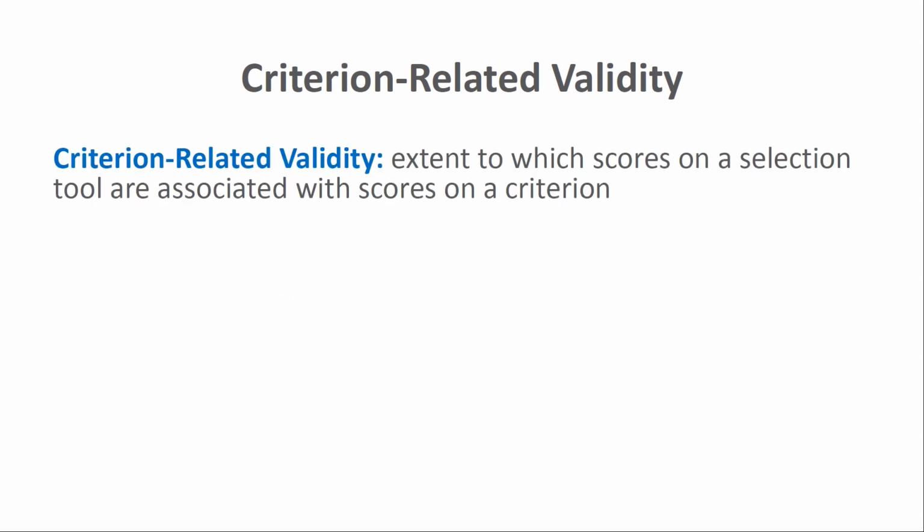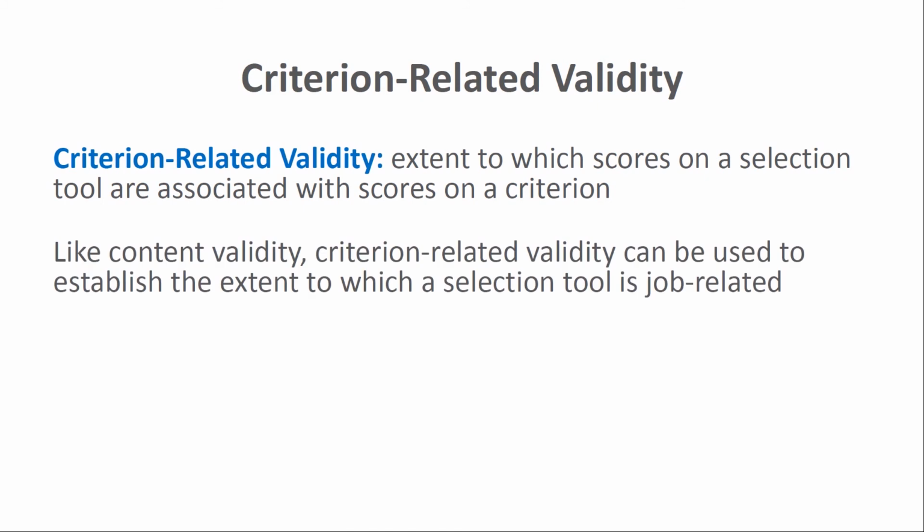So now let's switch from content validity to criterion-related validity. Well, criterion-related validity refers to the extent to which scores on a selection tool are associated with scores on some criterion. Now, like content validity, criterion-related validity can be used to establish the extent to which a selection tool is job-related. So what are some examples of a criterion in this context?